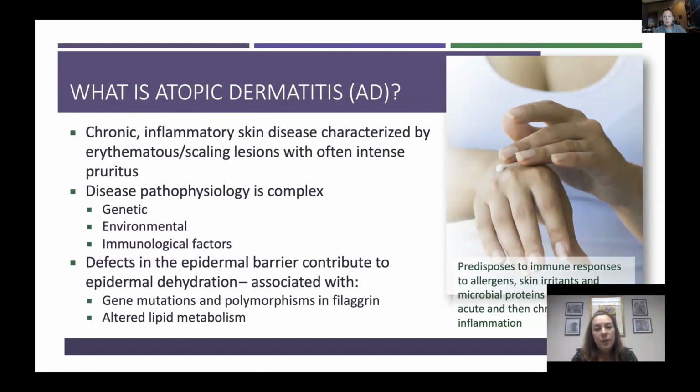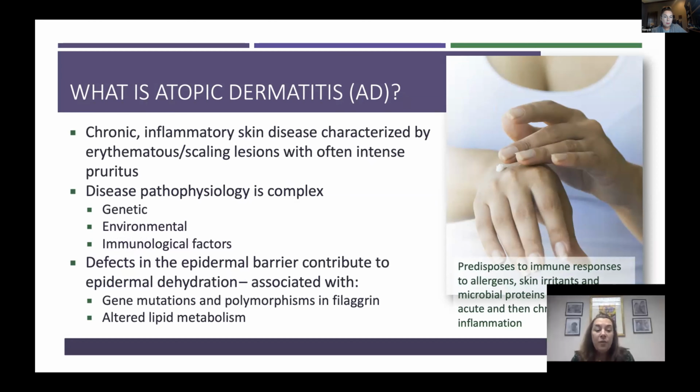What is atopic dermatitis, or AD? It's a chronic inflammatory skin disease that is often characterized by scaling lesions that are very itchy and red and have intense itch. That's the most common complaint made by patients.